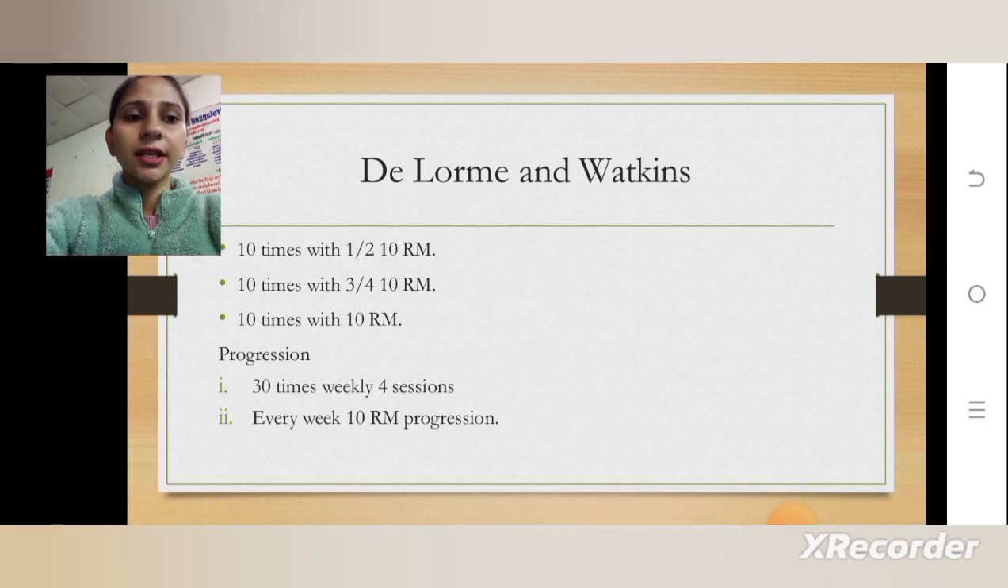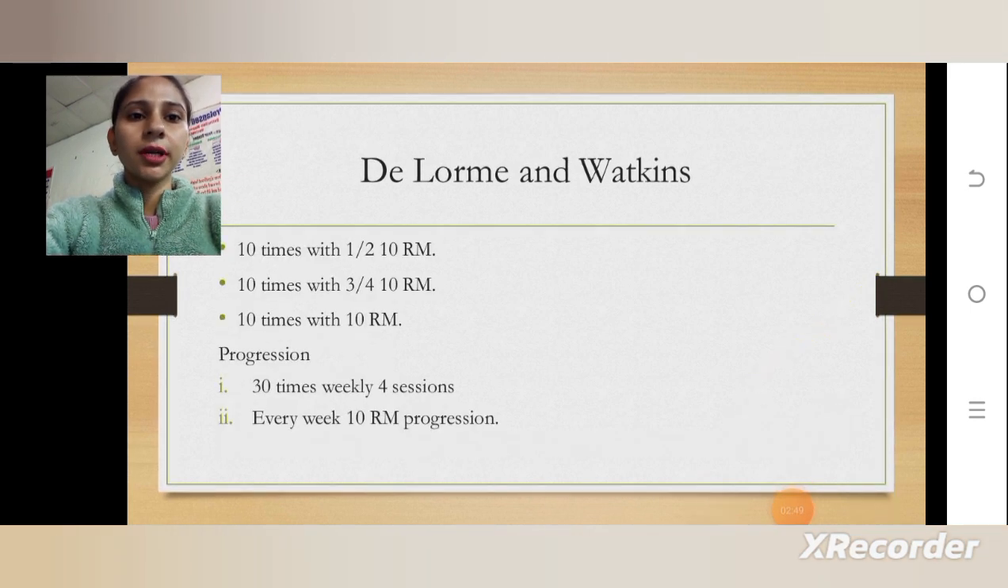So the first one is DeLorme and Watkins. 10 times with half 10 RM, 10 times with 3/4 10 RM, and 10 times with 10 RM. Then progression is 30 times weekly, 4 sessions. Every week, 10 RM progression.